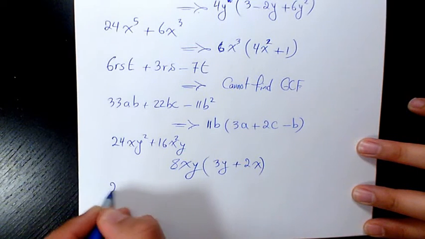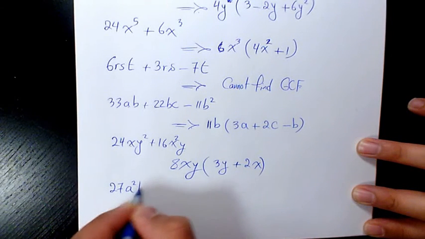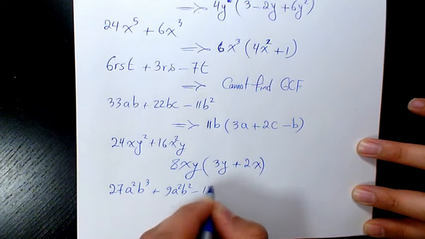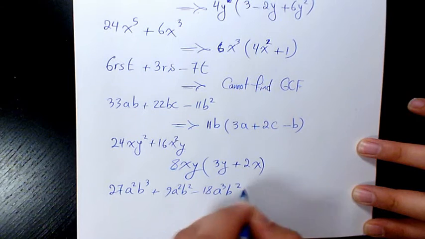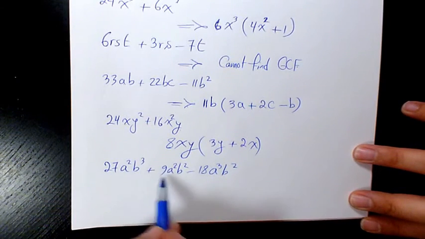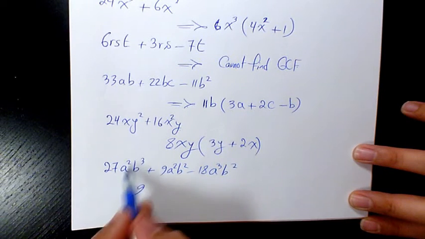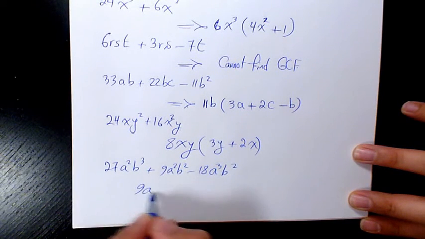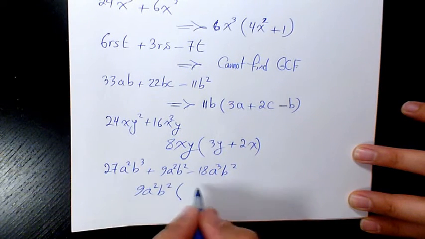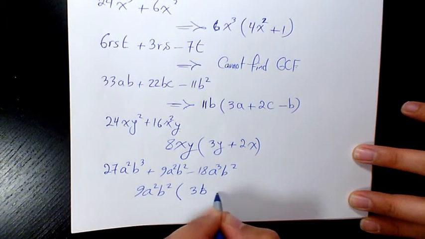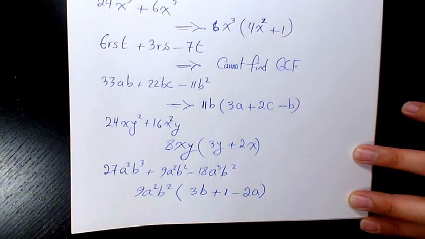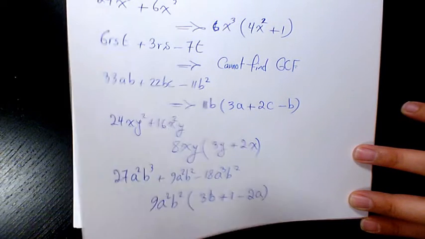Next one is 27a squared b cubed plus 9a squared b squared minus 18a cubed b squared. The common factor here for 27, 9, and 18 is 9. A squared, and a cubed is going to be a squared. B cubed, b squared, you can factor b squared. So it's going to be 3b plus 1 minus 2a. That's going to be the answer.